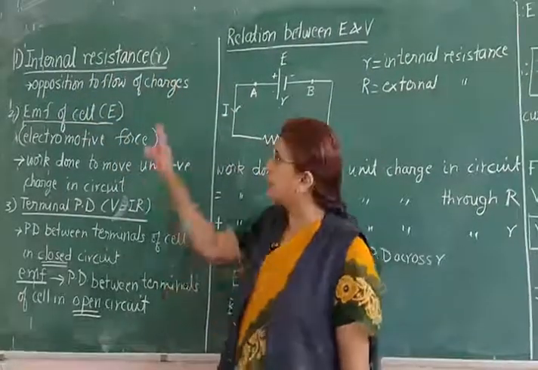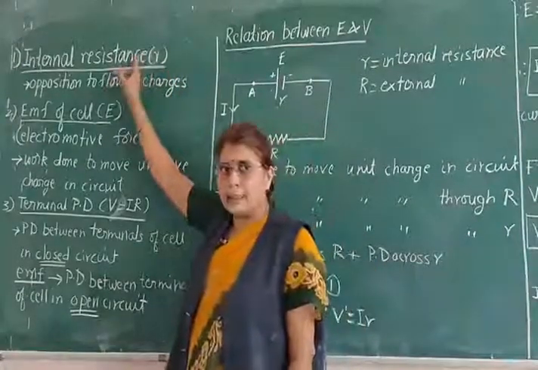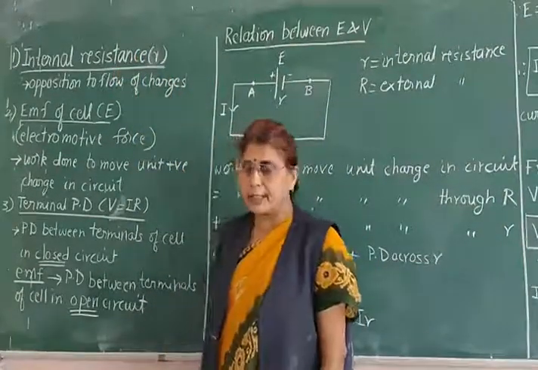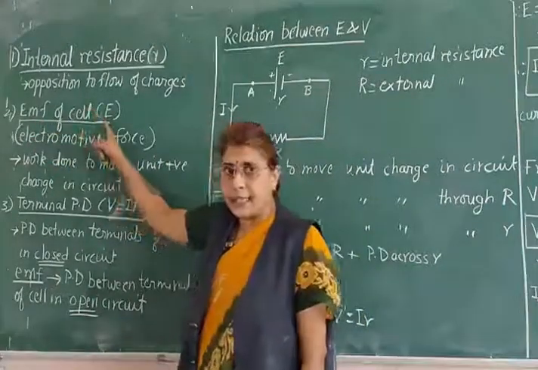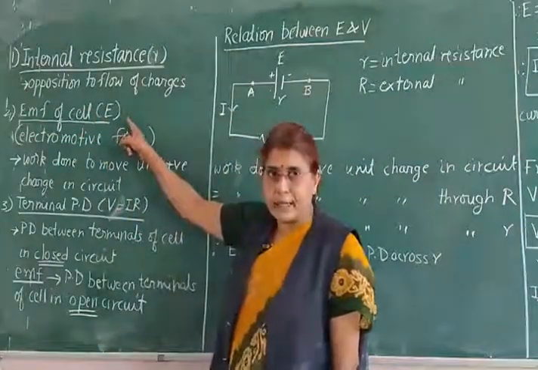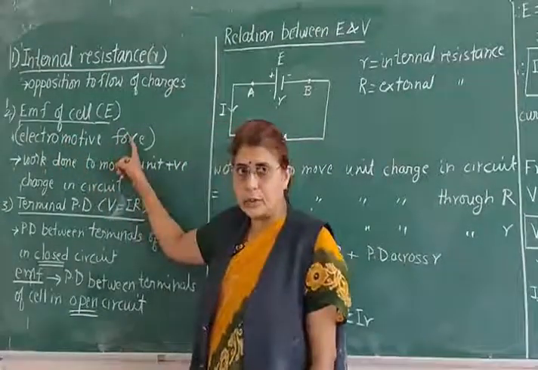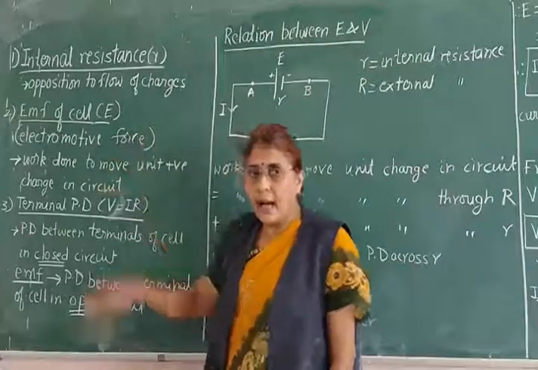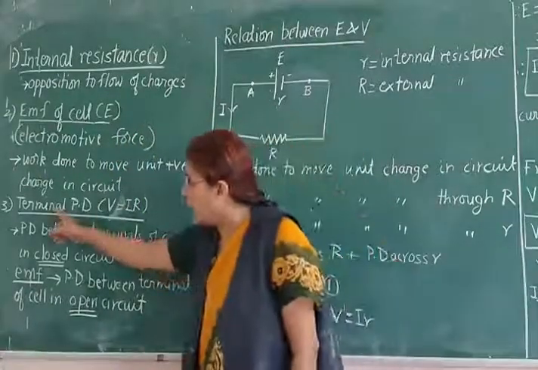Notation you remember, it is always small r, not capital R. So internal resistance of a cell is one constant for a cell. Second one, very important, EMF of a cell. Notation is capital E and the full form of EMF is electromotive force of a cell. This is the second constant.